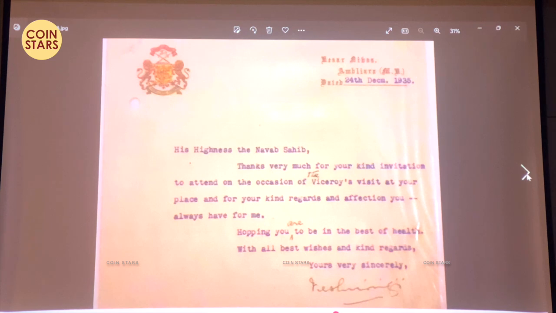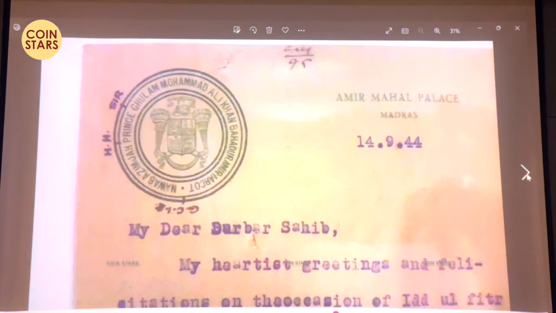Next. This is Nawab of Arcot, Amir Mahal Palace, Madras, 1944. They are all from a single collection. Earlier ones were all addressed to Nawab Sahib.